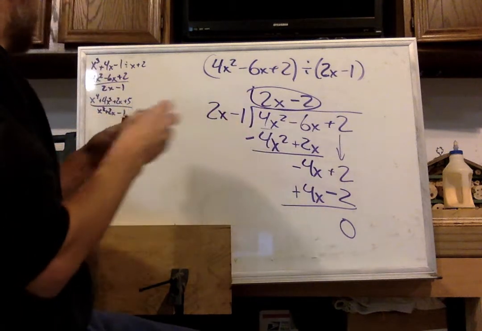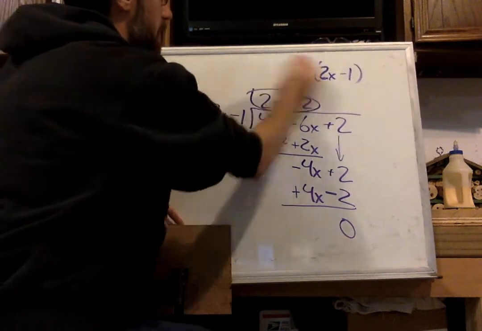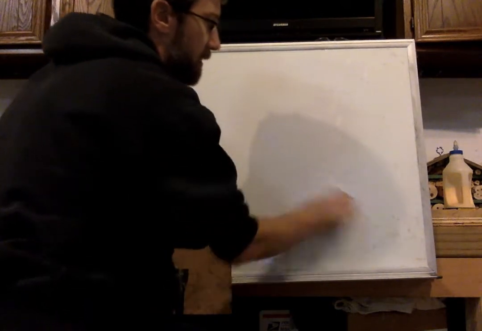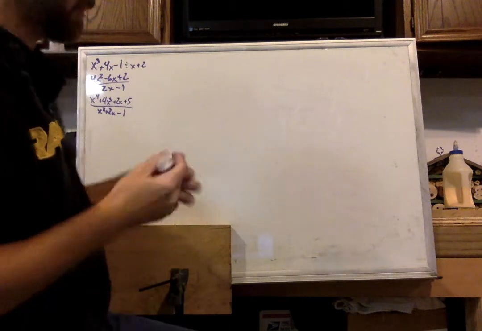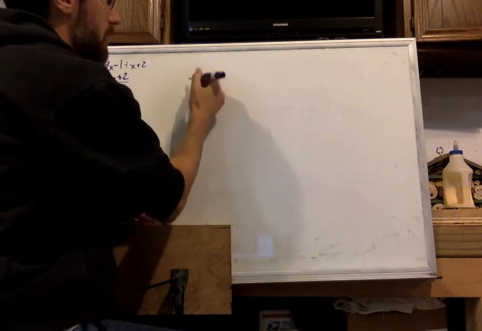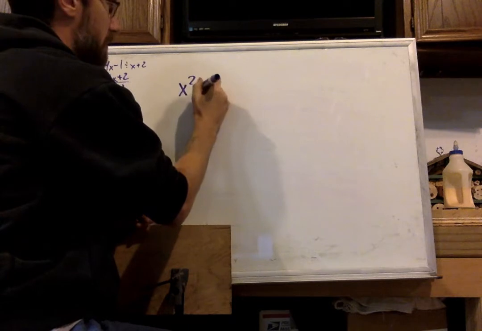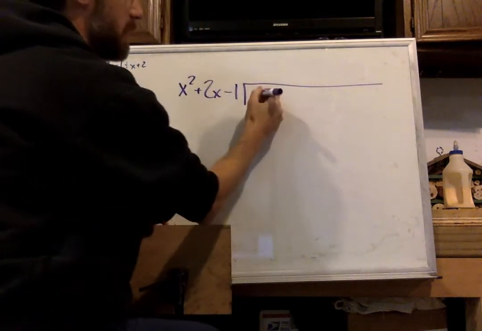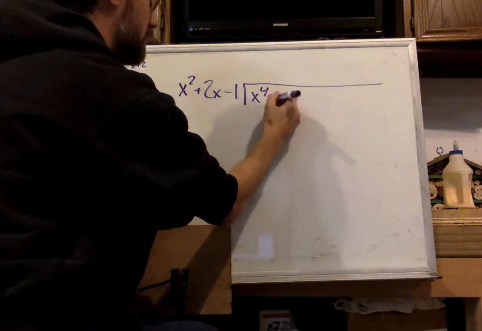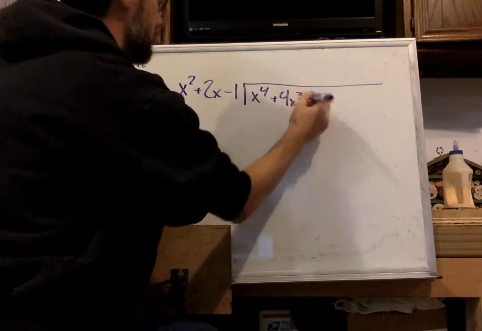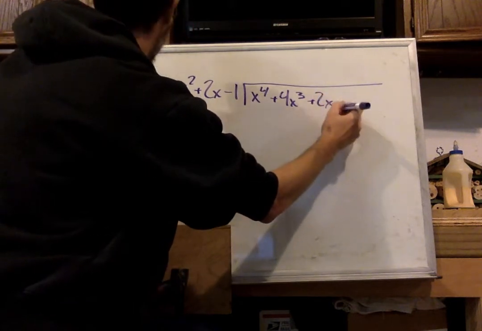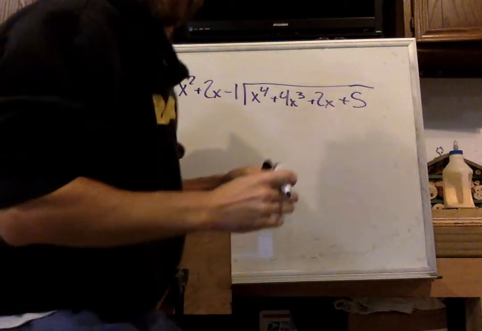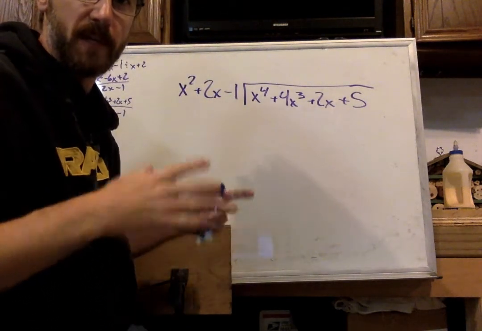Okay, last one, kind of a complicated one. I'm going to start this out in long division form, and then I'm going to change it. I'm going to rewrite it. Okay, so x squared plus 2x minus 1 divided into x to the fourth plus 4x cubed plus 2x plus 5. All right, so now looking at this, it's already in long division form, so I don't necessarily have to rewrite it.